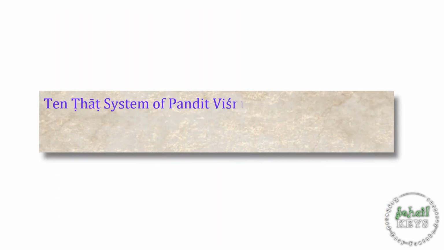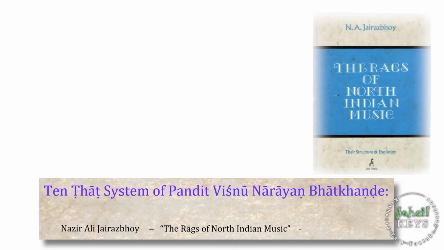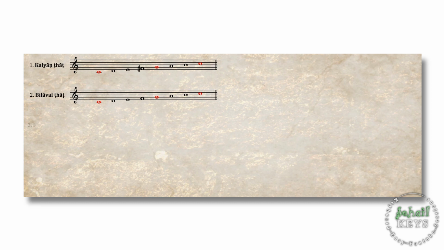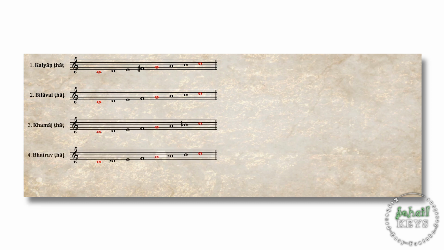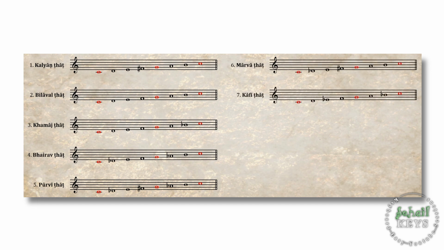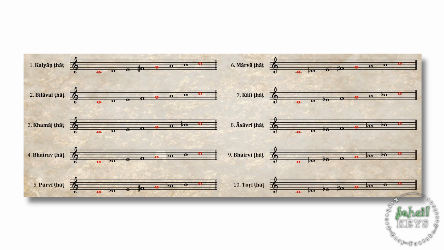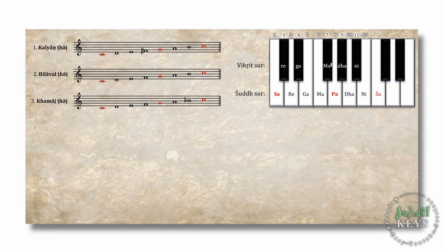10 thaat system of Pandit Vishnu Narayan Bhatkhande. Nazir Ali Jairazbhoy, in his book The Rags of North Indian Music, which was written in 1971, explains how Bhatkhande classified the 10 thaats similarly to the Melakarta system used in South Indian classical music. The first 3 thaats, Kalyan, Bilawal and Khamaj, have Shuddh Re and Shuddh Ga.